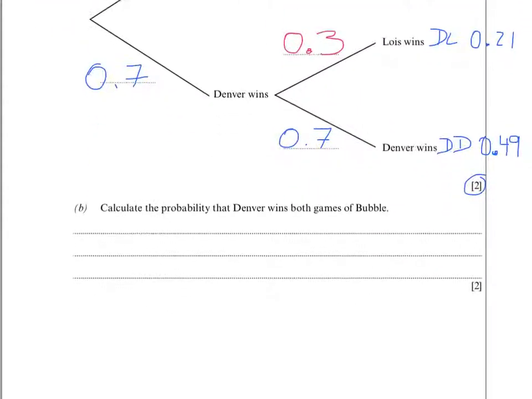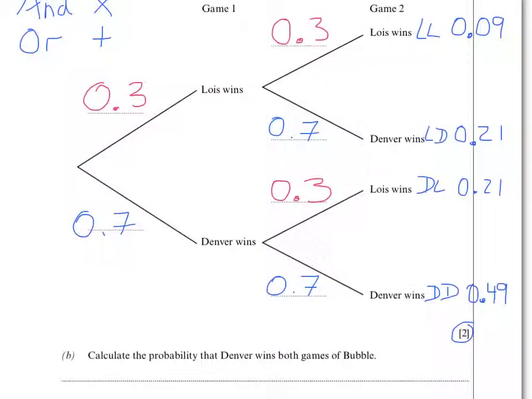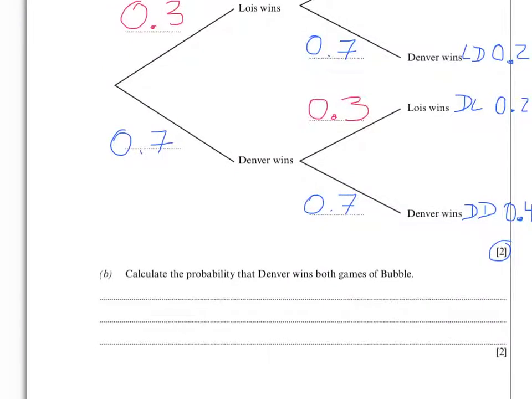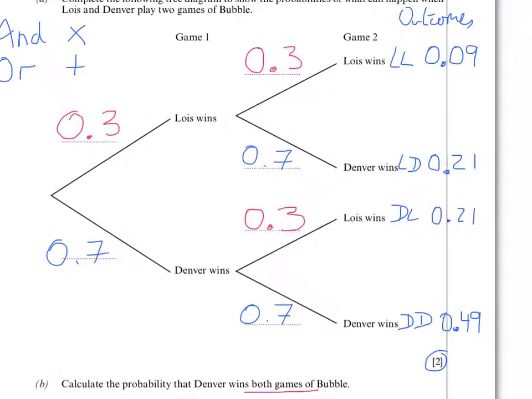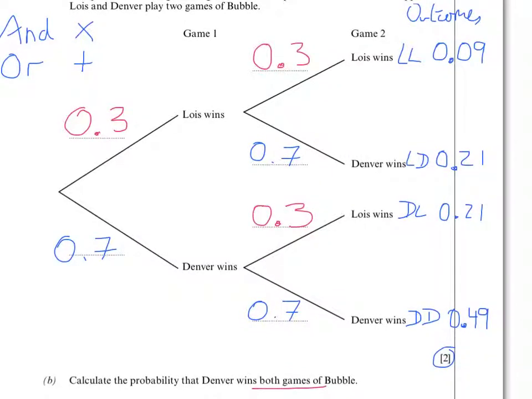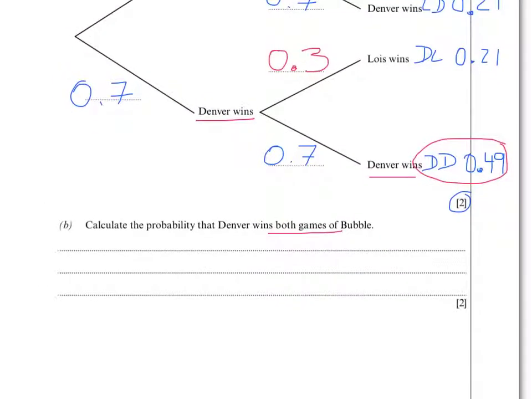Now the last part is where they usually ask us to use our probability tree to answer a question. And what they asked here is what's the probability that Denver wins both games. So the only one that we're interested in is Denver wins and Denver wins. So it's this probability at the bottom, and we've already worked it out. If we'd like to, we can show our workings again. So the probability of Denver winning both of our games is going to be our 0.7 times our 0.7, which we've done above, which gave us our 0.49.